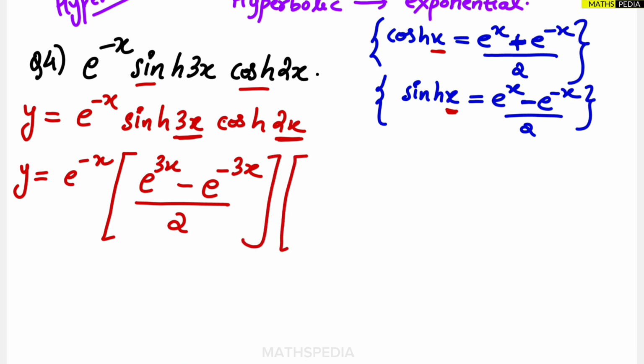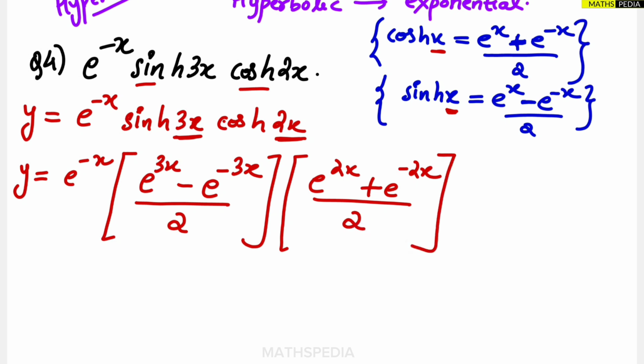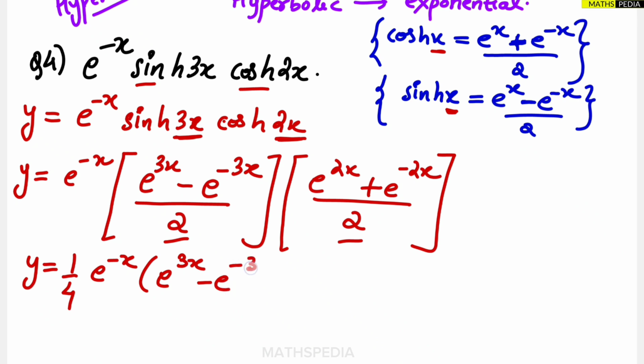into cosh, I'll convert: e power 2x plus e power minus 2x, whole divided by 2. This part is done. Now this 2 can be taken outside, so 2 into 2 is 4. So 1 by 4 I'll take outside. So y is equal to 1 by 4 e power minus x into e power 3x minus e power minus 3x into e power 2x plus e power minus 2x.